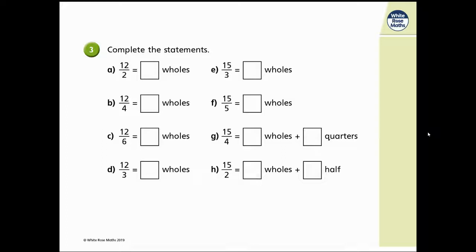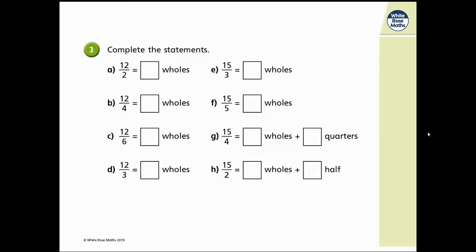Then we've got 15/5, F. So how many 5s in 15? 5, 10, 15. It gives us 3 wholes. Now we look at this one, we've got wholes and quarters. So how many 4s are in 15? 4, 8, 12. We know there are 3. If we go to 12, we can't go to 16 because it's too many. So 3 wholes, and then from 12 to 15 it's 3. So it's 3 wholes and 3 quarters.